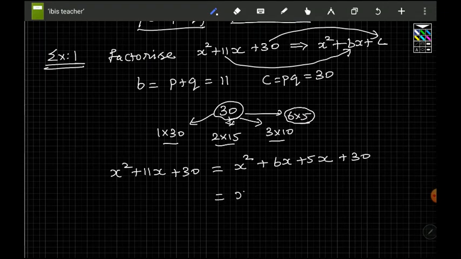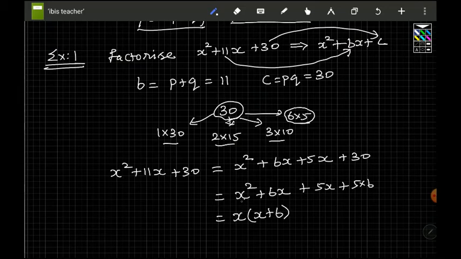Then x square plus 6x plus 5x plus 30 can be written as x into x plus 6 into x plus 5 into x plus 5 into 6. From the first two terms, x is a common factor. We have taken out x, so in the first term x will remain, in the second term 6 will remain. In the same fashion, in the second two terms, if you take out 5, x will remain in the first and 6 will remain in the second.